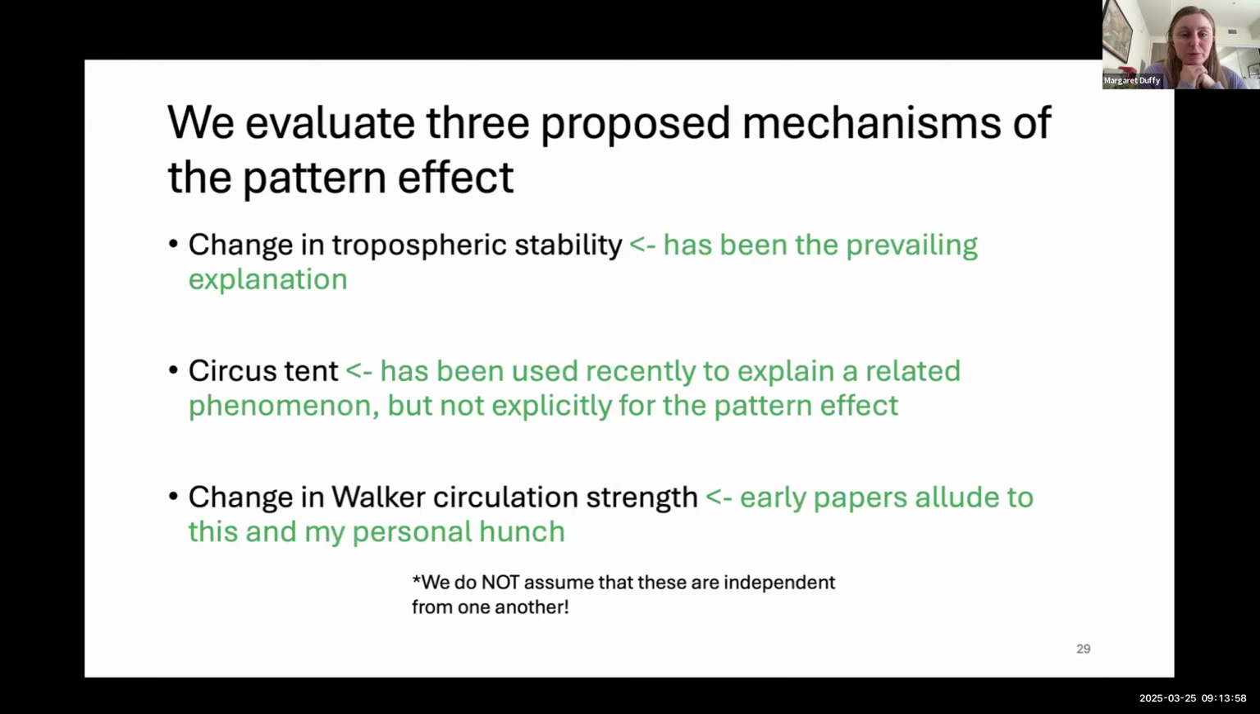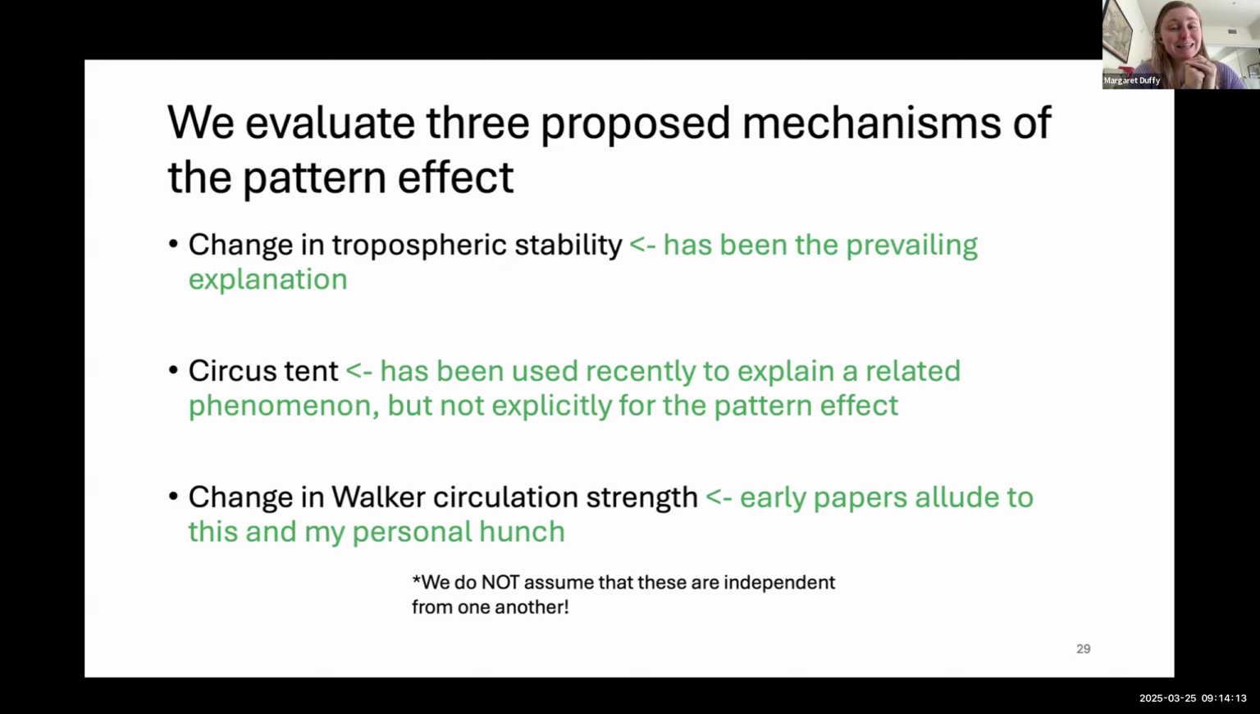Okay, so now we have these three proposed mechanisms. We have absolutely no reason to think that these are independent from one another. But hopefully at this point it's clear why I wanted to take a closer look at each of these three mechanisms. Are they related to one another? Are they working? What's going on?